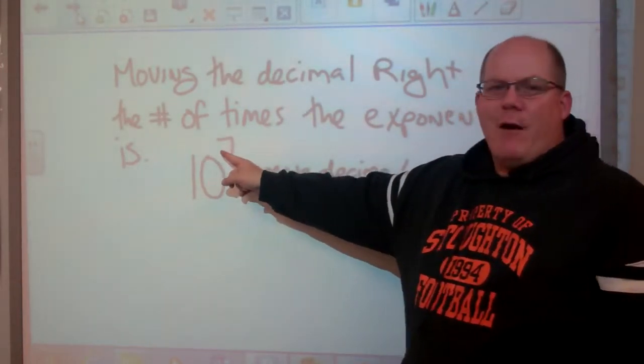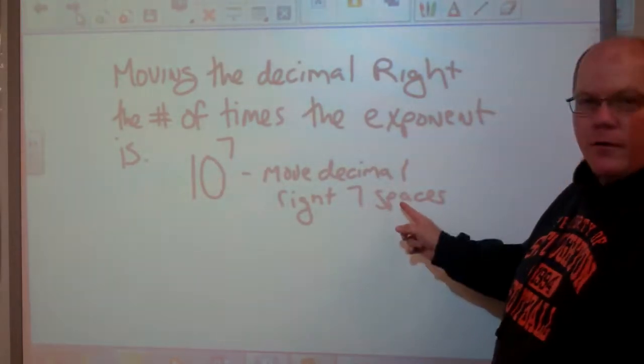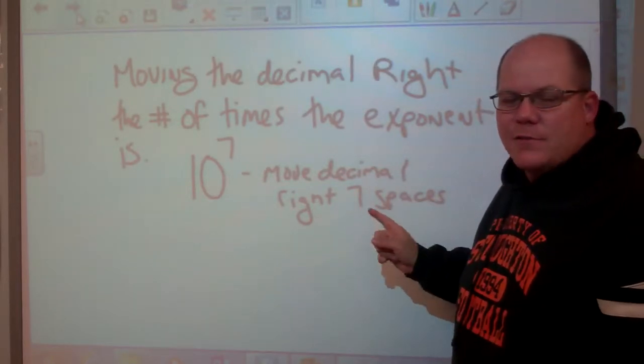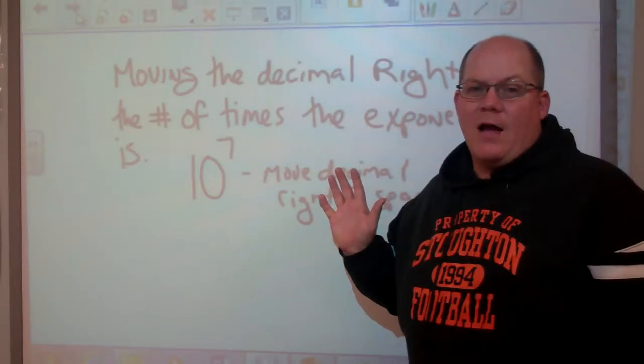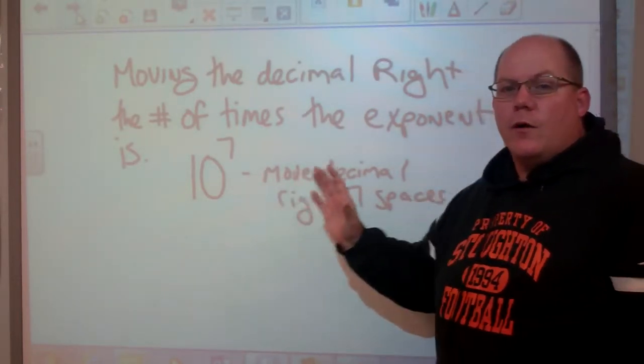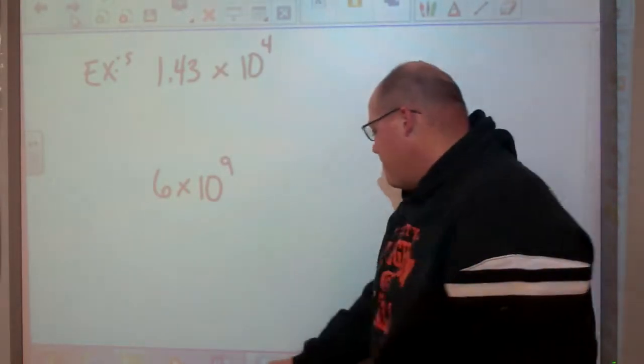So 10 to the 7th power. How many times would we move the decimal to the right? Very good. Correct. You would move it 7 times to the right, because 7 is how many places we moved it originally, so we want to move it back 7 places.